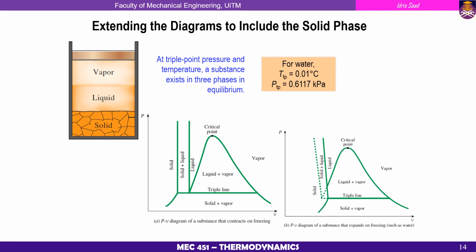The major use of the triple point of water is to calibrate our thermometer. However, for our course, we limit the study up to the liquid and vapor phases only. So you don't need to worry about the solid phase.